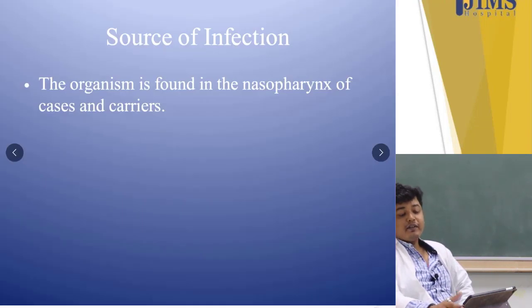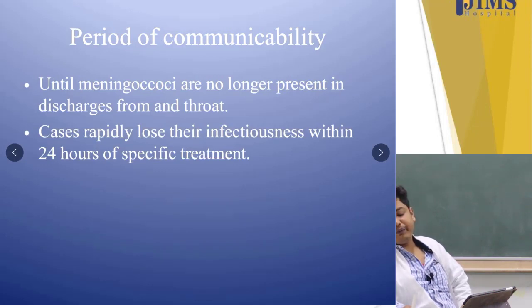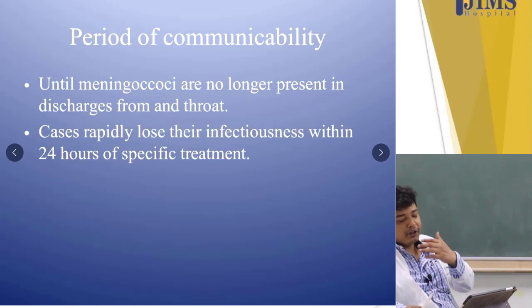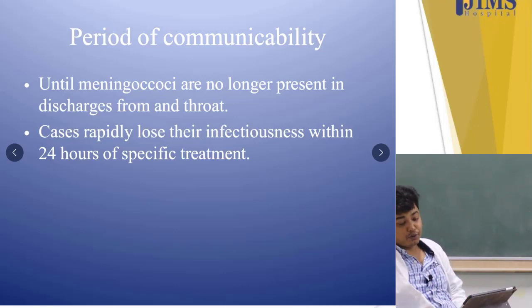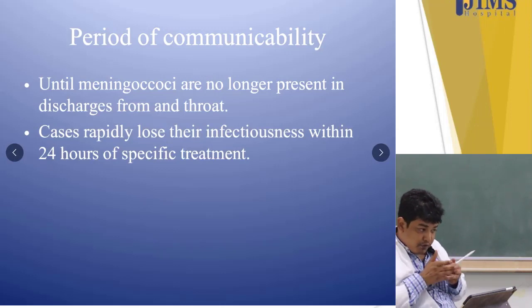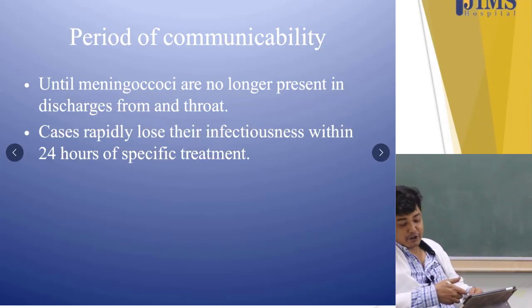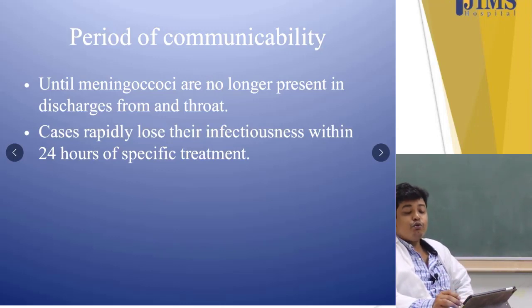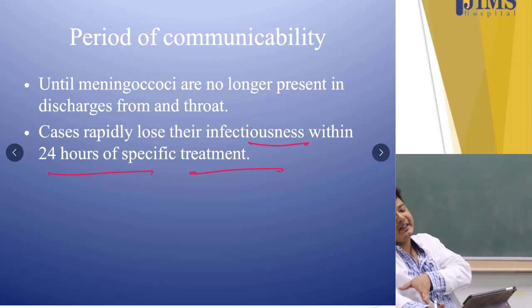Now, the source of infection. The organism is found in the nasopharynx of both cases and carriers. That is how they spread it, by the aerosol route. And the period of communicability: communicability has subsided when there are no more discharges present from the throat. So once the discharge from the throat stops, the period of infectivity or communicability is actually over. And the cases rapidly lose their infectiousness within the first 24 hours of specific treatment. So 24 hours from when the treatment started, the infectivity will reduce a lot.